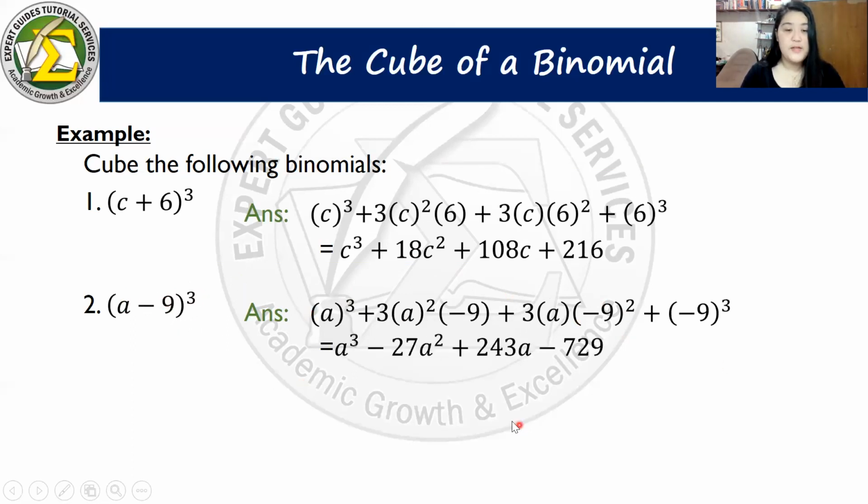So therefore, pag sinimplify natin, we have a cubed minus, so negative 9 times 3 is negative 27. We have negative 27a squared. And then this one, we have negative 9 times negative 9 is positive 81. Multiplied by 3, we get 243a. And dito tayo, negative 9 times negative 9 times negative 9, we have negative 729. So since we have no more similar terms, this is the final answer that we have if we cube a minus 9.